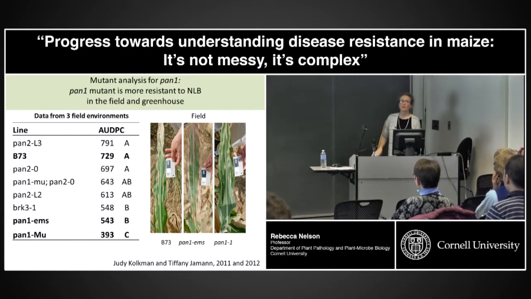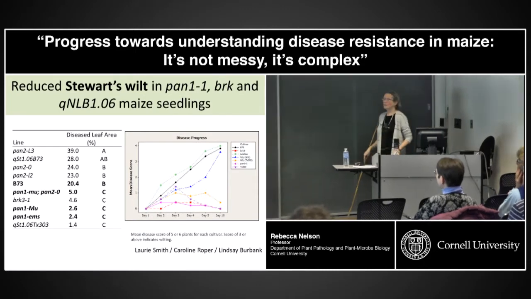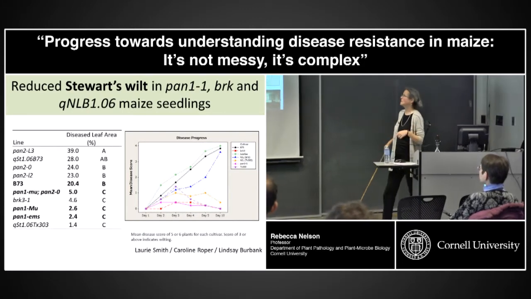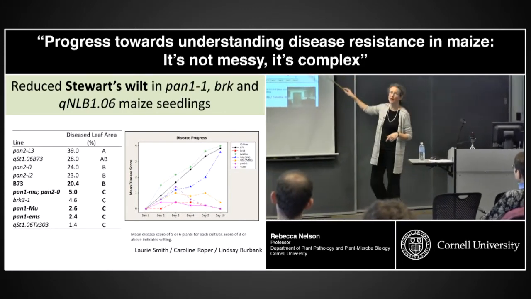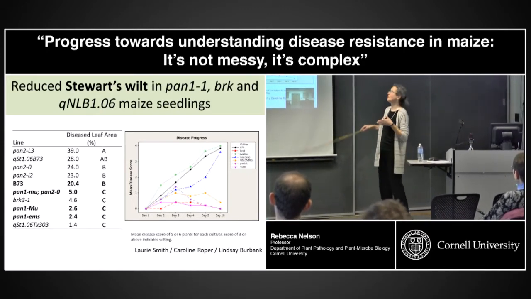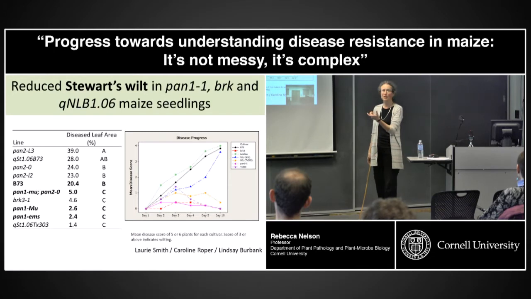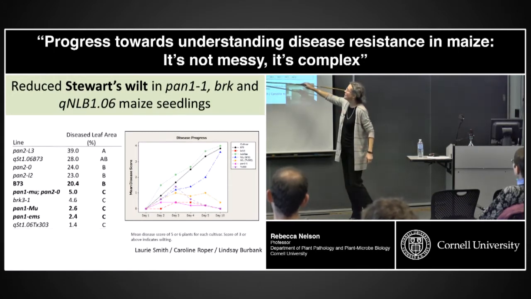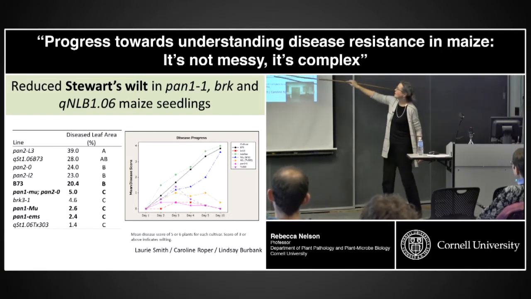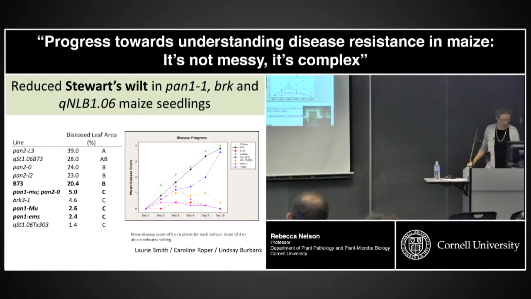The same findings were validated in greenhouse assays by Gillian Turgeon's group. Not only are the plants with a mutation more resistant to northern leaf blight, they're also dramatically more resistant to Stewart's wilt, that bacterial vascular pathogen. So we've got a fungal vascular pathogen that's resisted in the mutant, and also a bacterial vascular pathogen that's resisted in the mutant, which is actually how the QTL behaves. The PAN mutants are almost tenfold more resistant. And this is from another group, again showing that the PAN mutants are very resistant, while their wild type controls are much more susceptible.